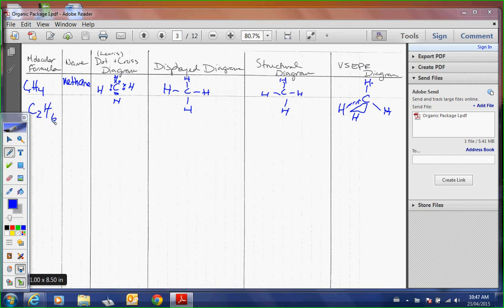H6. What's that called? Ethane. Could you draw the dot and cross diagram for it? Where would I start, Raj? First I'd put down 2 C's. Okay, like that? Yeah. Good, that's good. And then 4 X's are like 1 on the top, 1 on the bottom. Same thing with the other side.